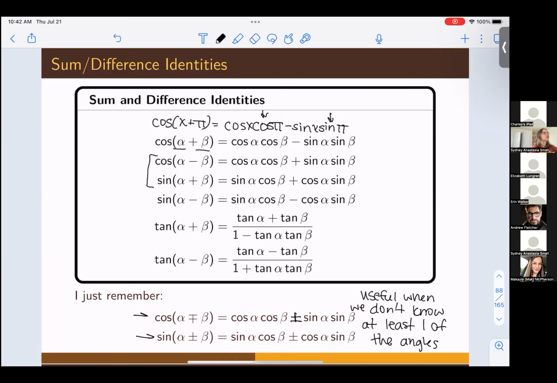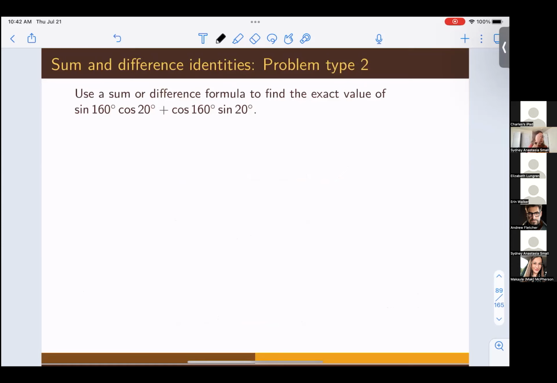So let's just do a little bit of utility practice to start, just to get a feel for how they work. I want to use a sum or difference formula to find the exact value of this. Okay, I could technically do this right now on my calculator, just plug in sine of 160 degrees times cosine of 20 degrees plus cosine 160 sine 20. However, neither 160 degrees nor 20 degrees are special angles on my unit circle. So if I didn't have a calculator, I can't do this by hand, and I want to try to do it by hand. So to do that, I'm going to use a sum and difference formula.